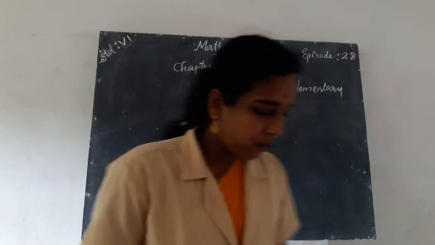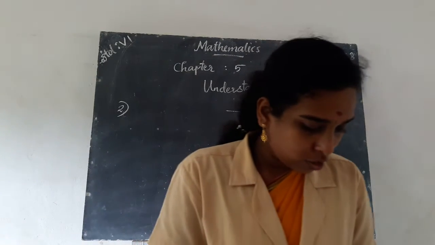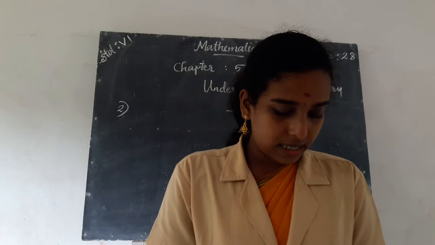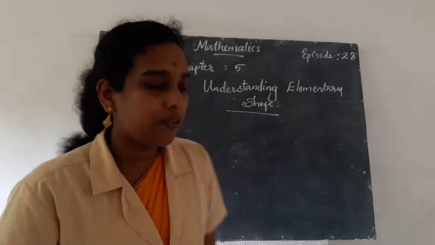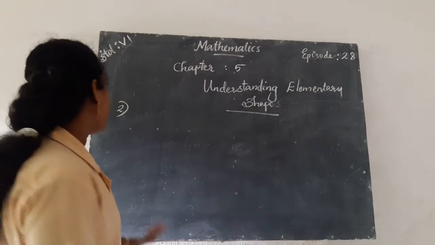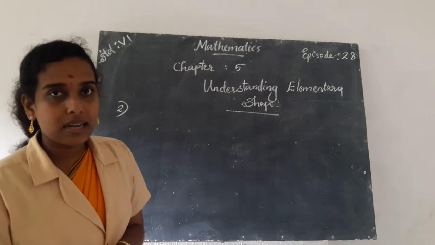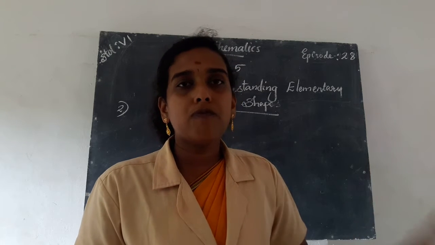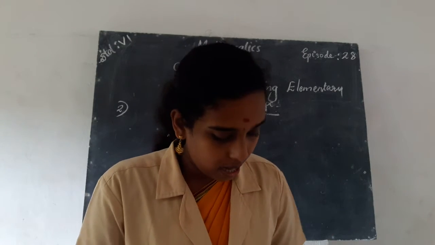Next question, match the following. Here some measures of triangles and types of triangles are given, and we match the measures of triangles with the types of triangle. First one is three sides of equal length. A triangle having three sides of equal length is said to be an equilateral triangle. So the answer is three sides of equal length, equilateral triangle.